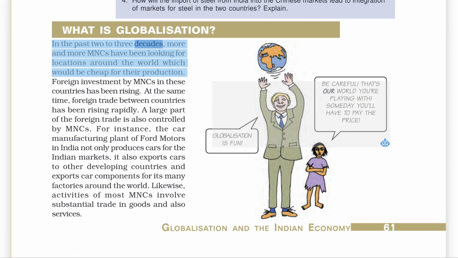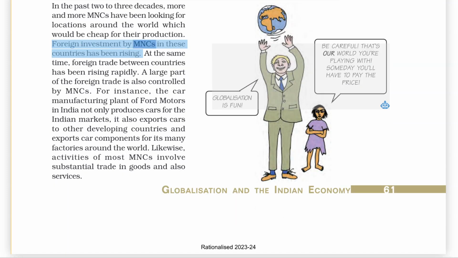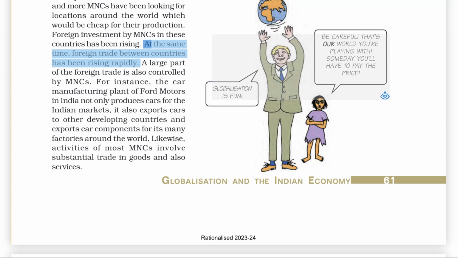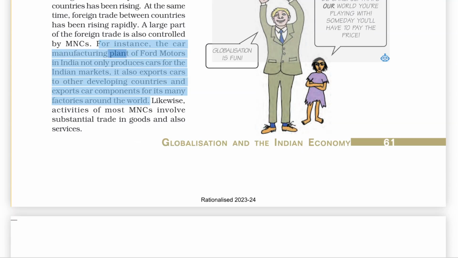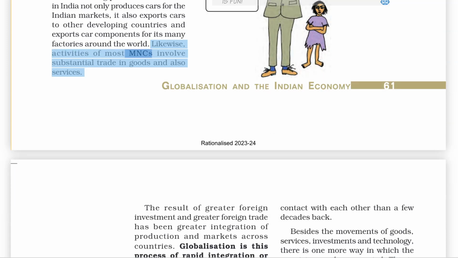In the past 2 to 3 decades, more and more MNCs have been looking for locations around the world which would be cheap for their production. Foreign investment by MNCs in these countries has been rising. At the same time, foreign trade between countries has been rising rapidly. A large part of the foreign trade is also controlled by MNCs. For instance, the car manufacturing plant of Ford Motors in India not only produces cars for the Indian markets, it also exports cars to other developing countries and exports car components for its many factories around the world. Likewise, activities of most MNCs involve substantial trade in goods and also services.